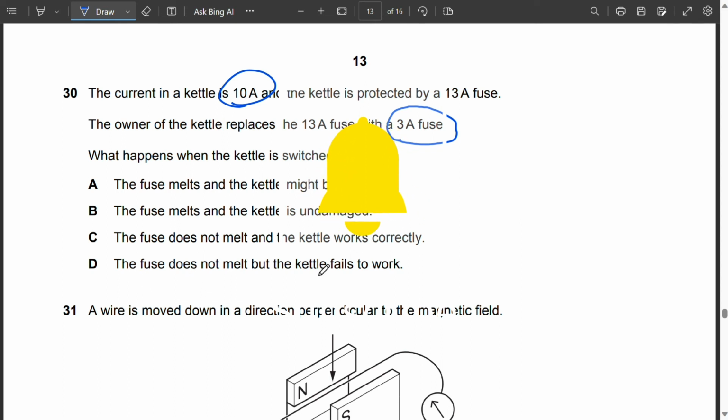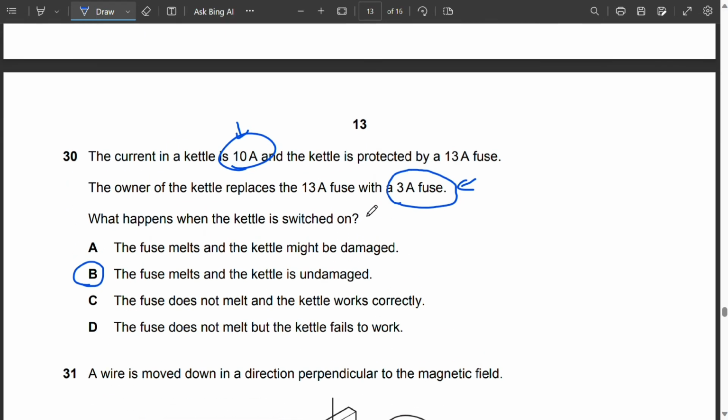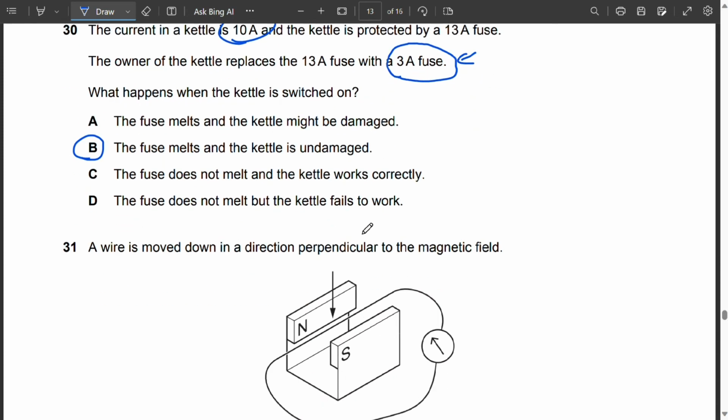And the kettle is undamaged. It's obvious that the kettle is not going to work, because when the fuse has melted, there is no current in the circuit. So basically the fuse melts and the kettle is undamaged. That is what the fuse is for, to save your electrical appliances. But this connection is not the correct one, because the kettle is 10 ampere and the fuse is only 3 ampere, so it will melt the fuse. So 30th, B part is correct.